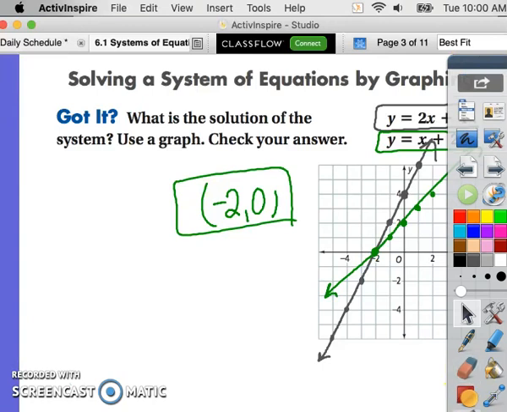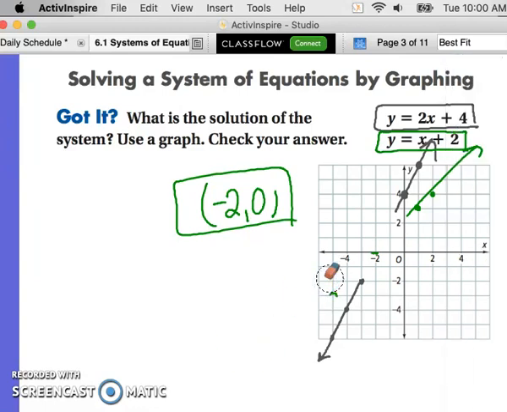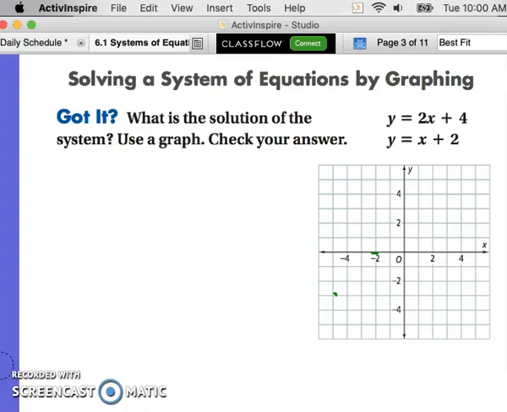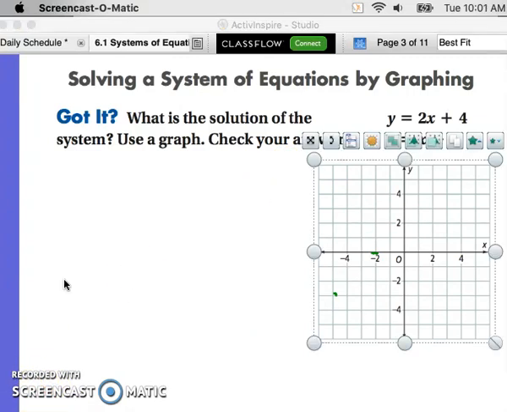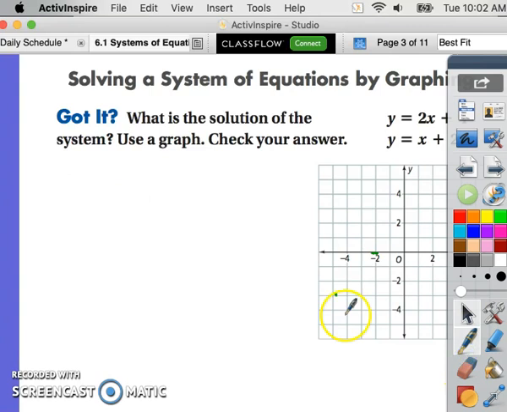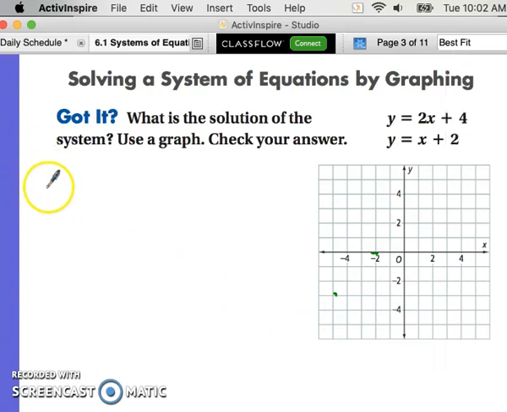So, I can't erase that, but I'm going to try. On your graph each equation. I don't know why it's not letting me. There we go. Okay, so the first thing you want to do when solving a system of equations by graphing would be to graph them. Okay, so step one. There we go.